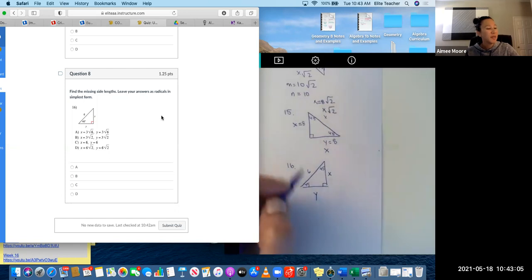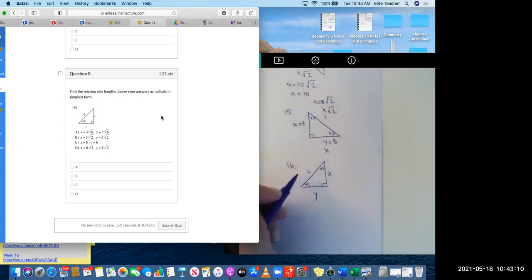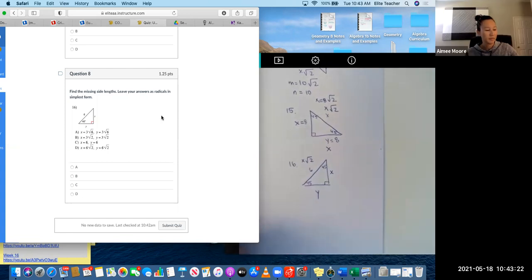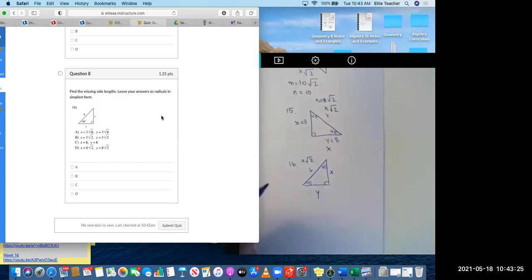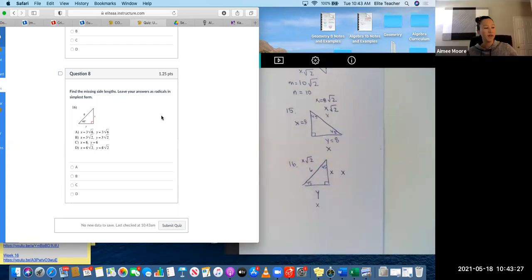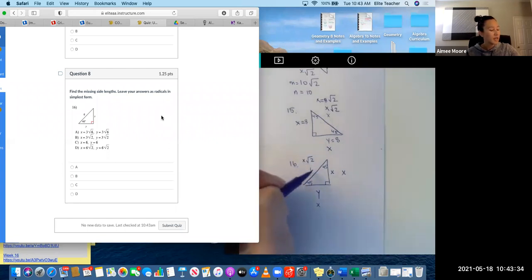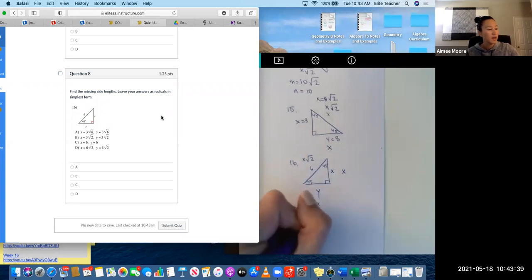Okay, Jasmine, you want to tell me the sides? Okay, since 6 is across from 90, it'll be x radical 2. Good. And then x is x and y is x. Perfect. Okay. The last one, of course, has to be hard. This is 6. So x times the square root of 2 equals 6.